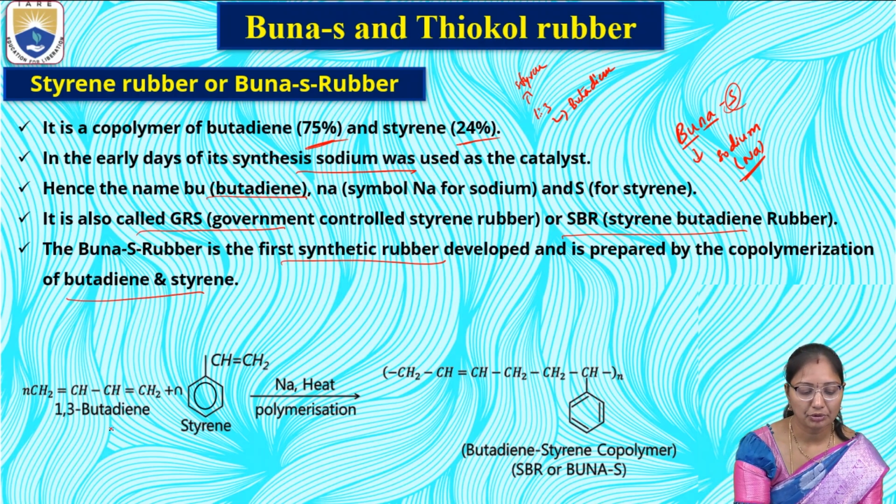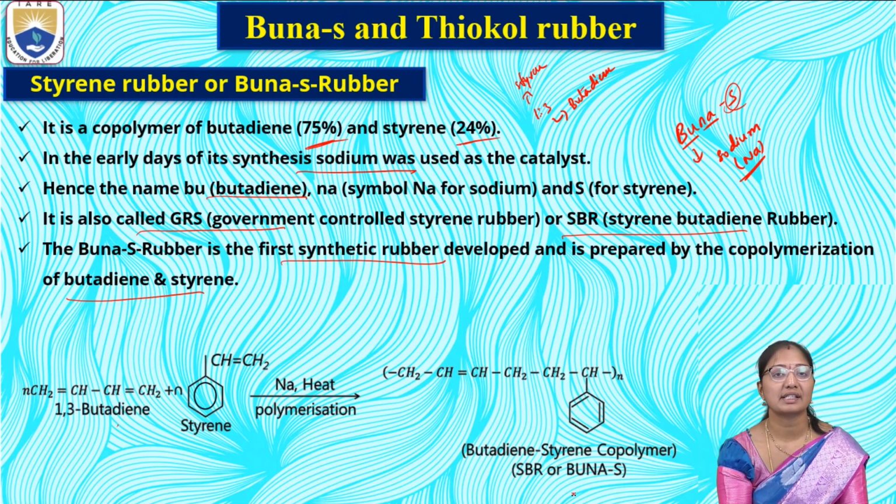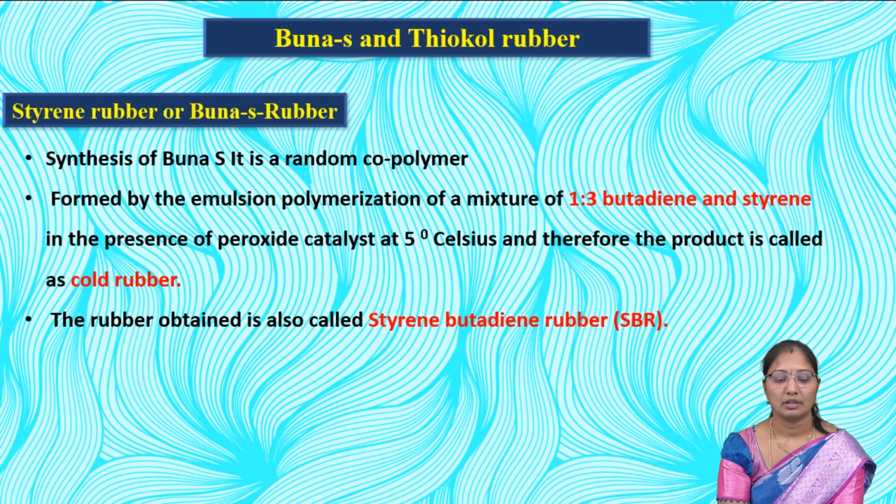So this is 1,3-butadiene. As we know, this is an addition reaction where it has two double bonds, plus styrene gives rise to, in the presence of catalyst and heat, the polymerization reaction taking place and resulting in the formation of this butadiene styrene copolymer, also called Buna-S. And it is a random copolymer.